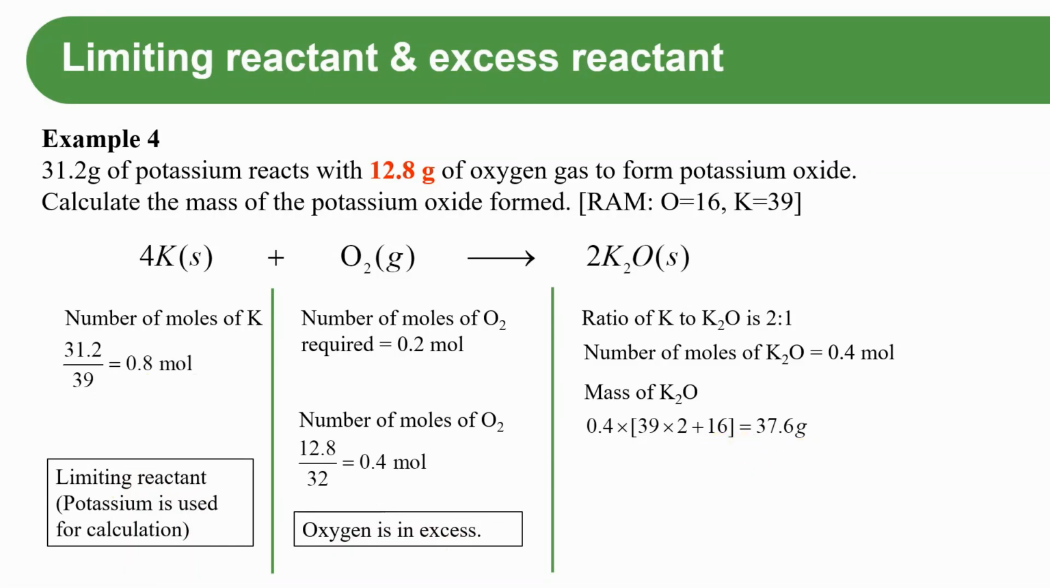So as a conclusion, for calculations involving chemical reactions, we are comparing the mole ratio according to the chemical equation, and we can find the mass of product when we have the mass of the reactant. We can also find the mass of the reactant when we have the mass of the product. So that's all for today's lesson.